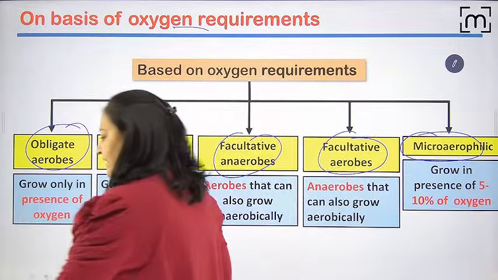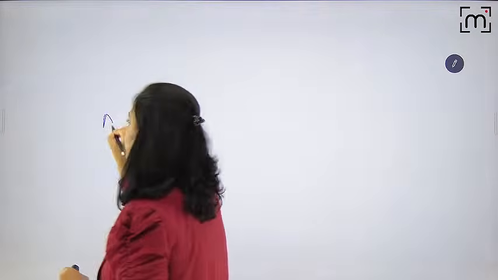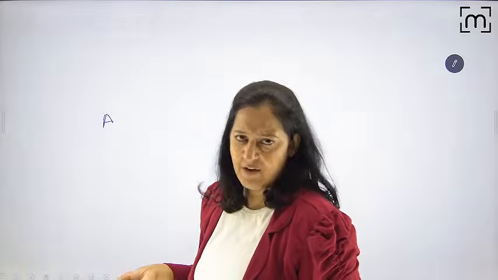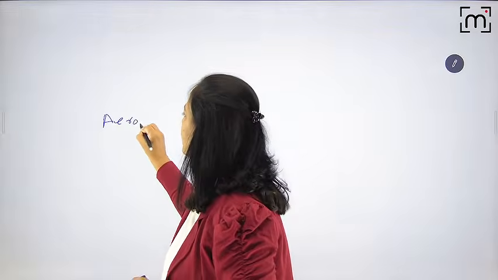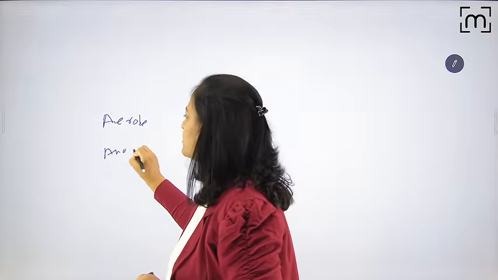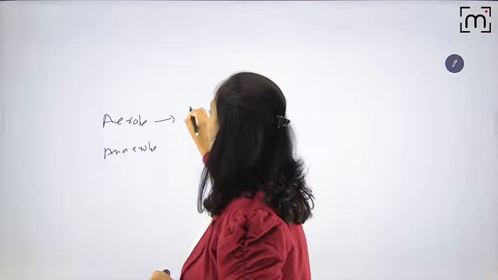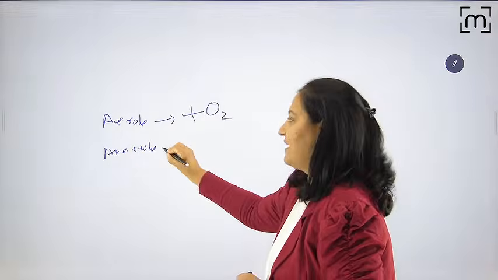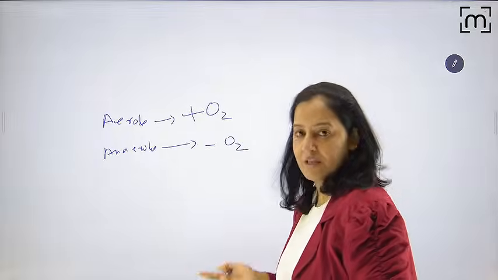I guess everyone knows what is aerobe and anaerobe. In your school time, 7th, 8th standard, you have read, no? Aerobe is the bacteria who grow in presence of oxygen, and anaerobe is the bacteria who grow in absence of oxygen. Even children know this.